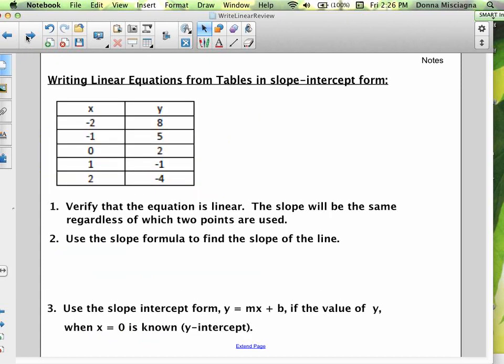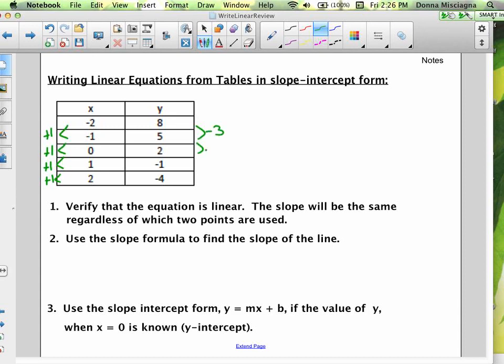Right? So let's check out our x values. Okay, they're increasing by 1 each time. So the rate of change in x is 1. Let's look at y. Right, so decreasing by 3, decreasing by 3, 2 to -1, decreasing by 3, -1 to -4, decreasing by 3. So this is a linear function.